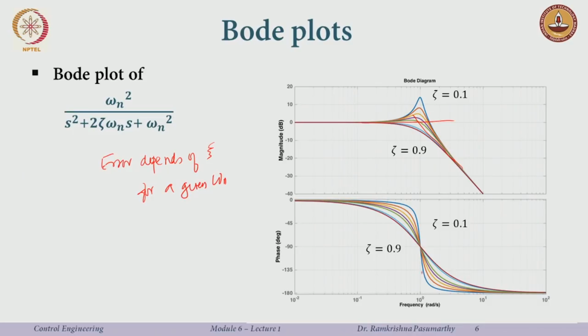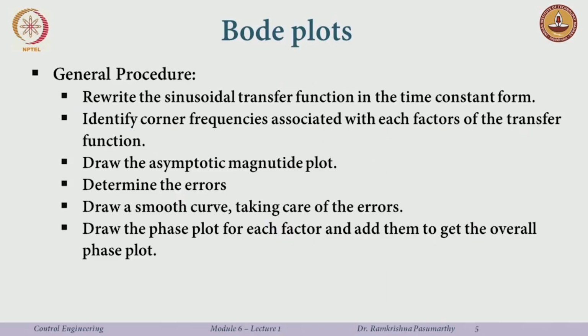For zeta equal to 0.1, I have this angle, and for zeta equal to 0.9, my phase plot looks something like this. I just plotted this directly from MATLAB. It should be straightforward to compute these given zeta and omega n, but just to avoid all that computation, I am showing you this. I could not even draw this accurately on the board. Now, given all these things, how would we in general plot a Bode diagram for any general transfer function?